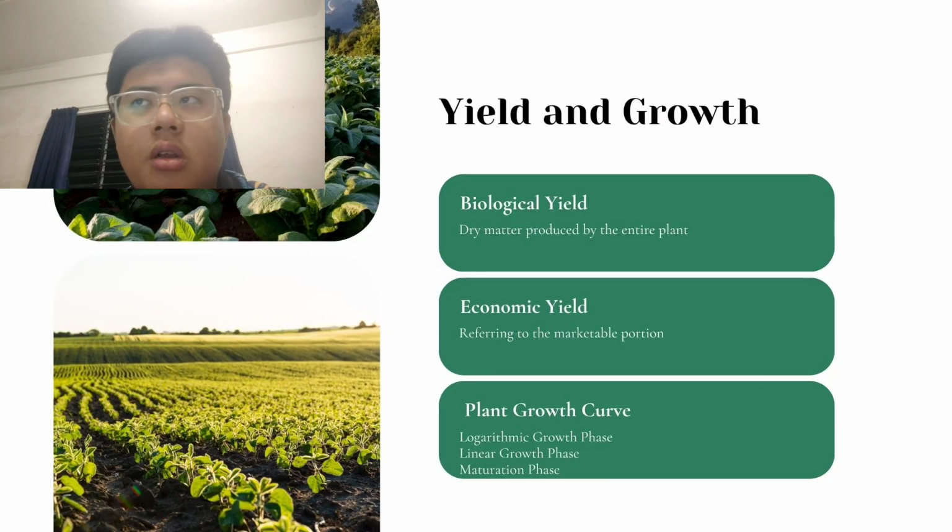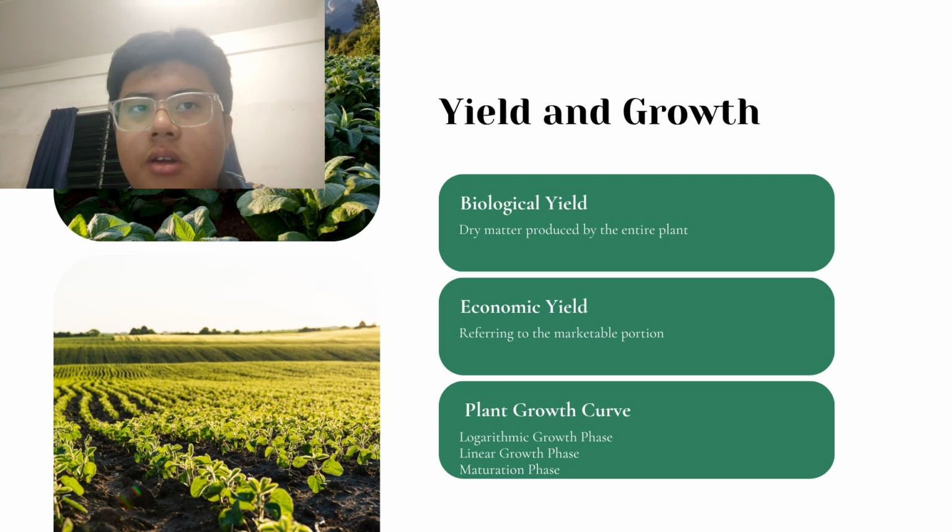When it comes to yield in agriculture, yield is defined as the amount of product produced per unit of land area. While we often think of wet weight, it's typically expressed as the weight of dry matter. This provides a more accurate measure of the actual organic matter production, as water content can vary greatly.